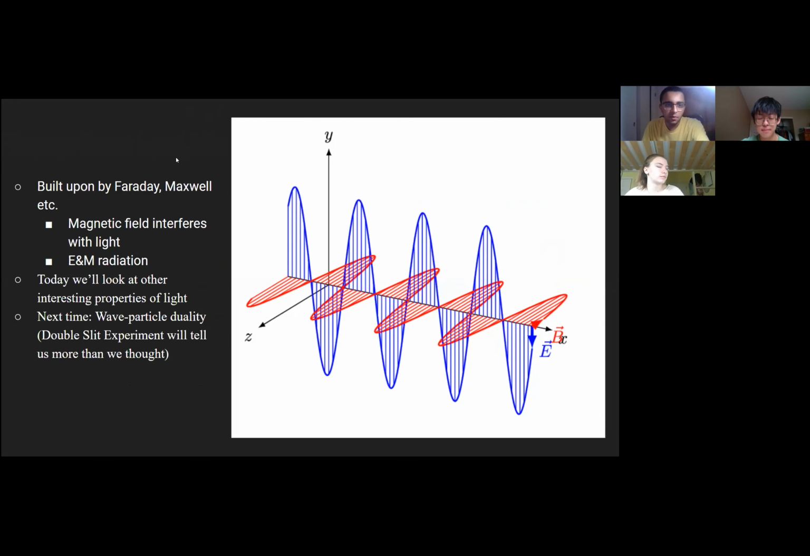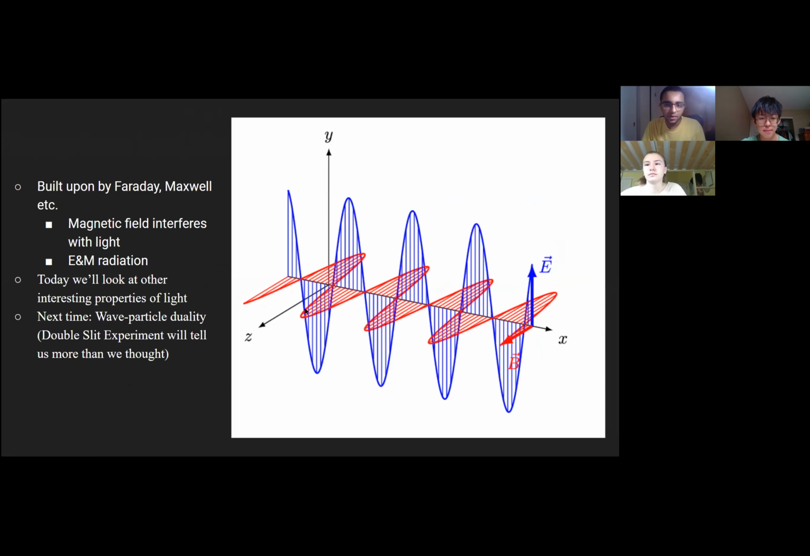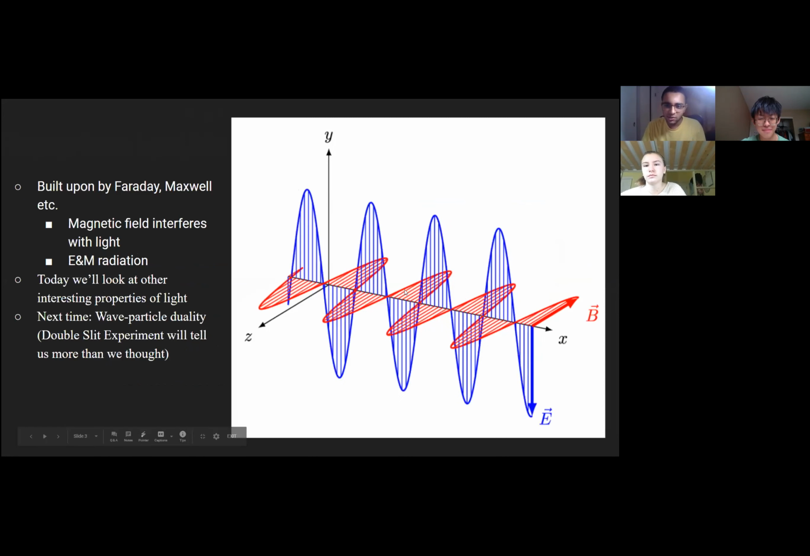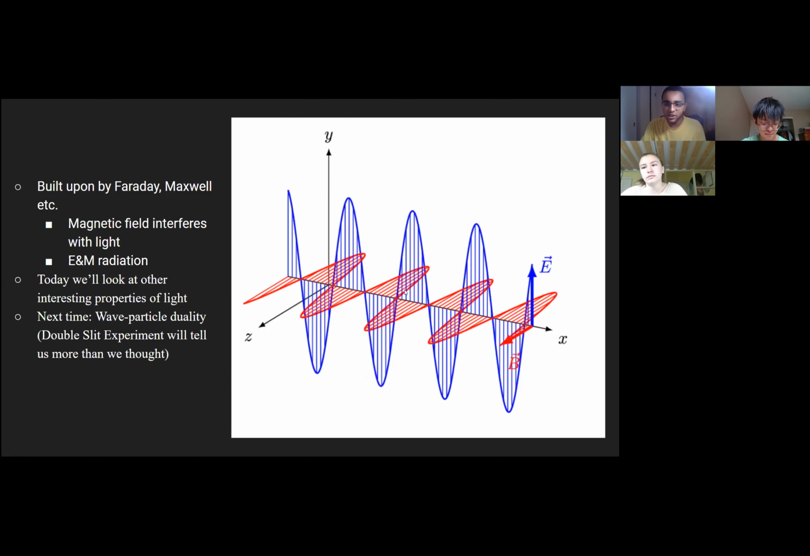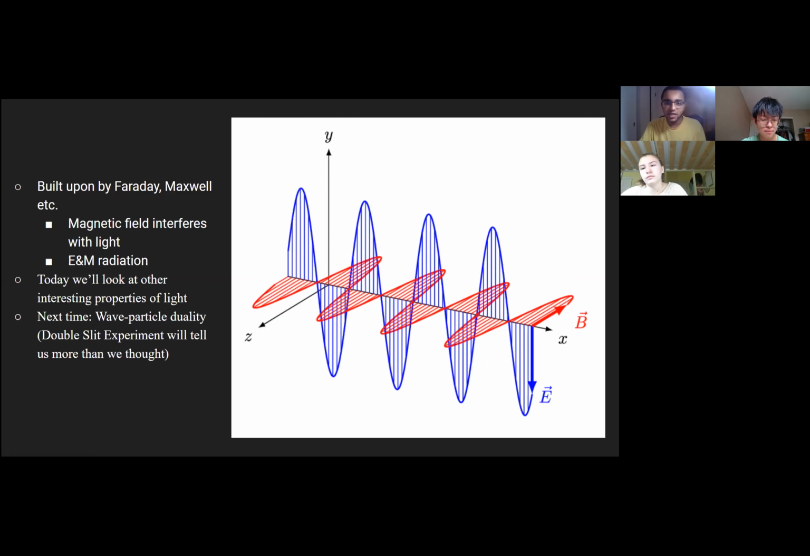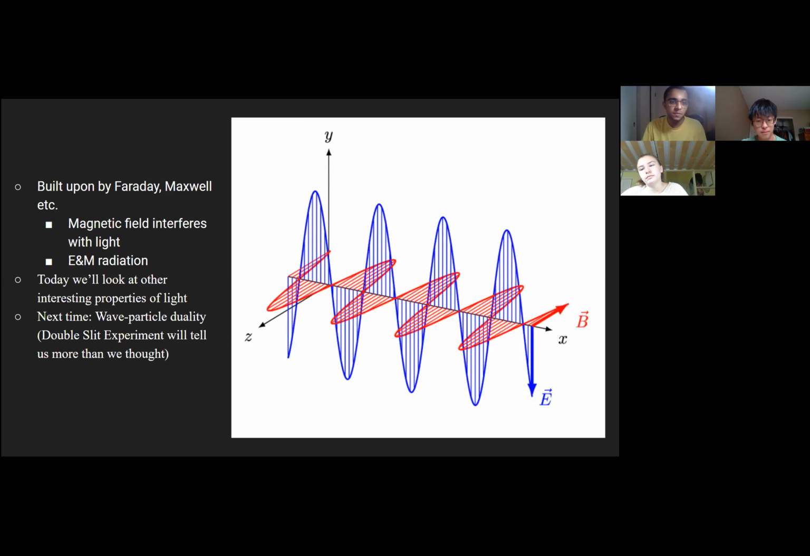This principle was built on by Faraday and Maxwell in electromagnetism. On the right, you can see this GIF, this animation. What we're seeing here is that we have an electric field going up and down in the Y direction, and a magnetic field going back and forth in the Z direction. And you can see that the whole wave, overall, is propagating in the X direction.